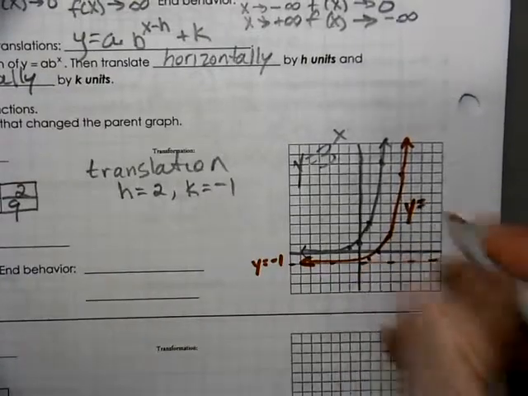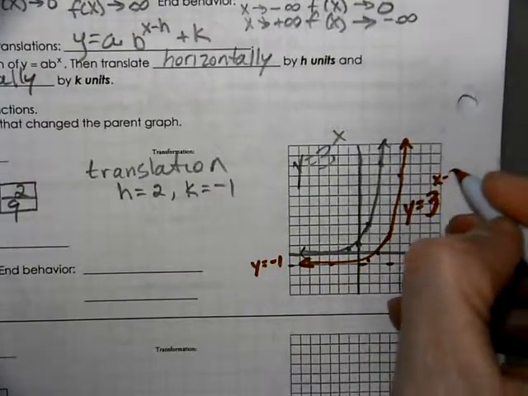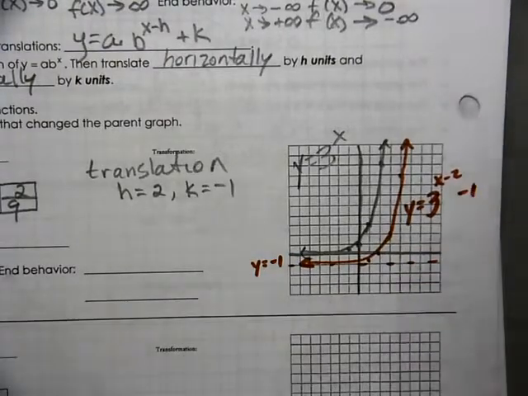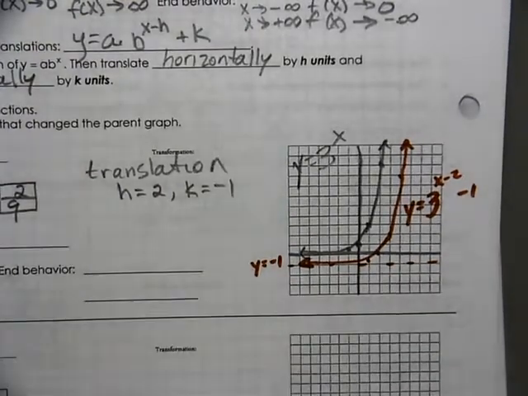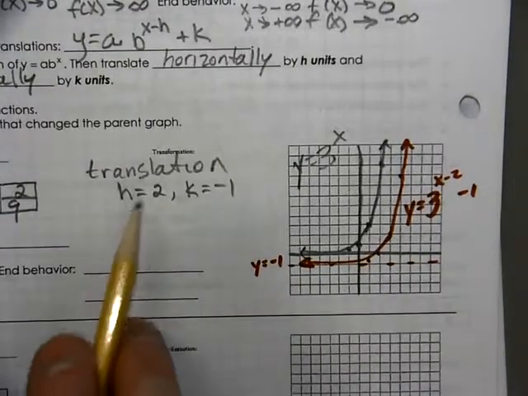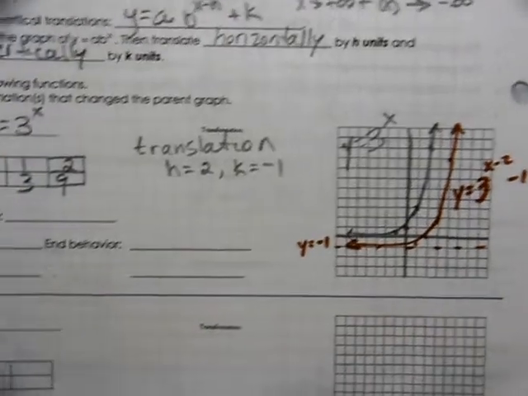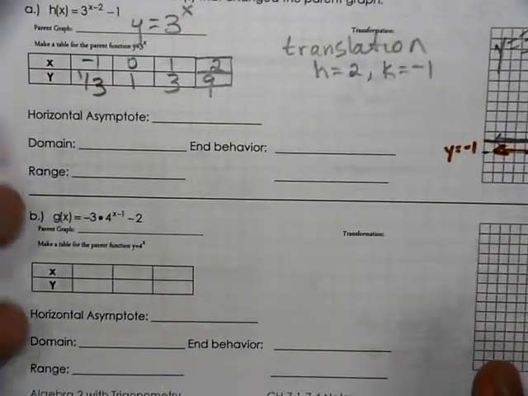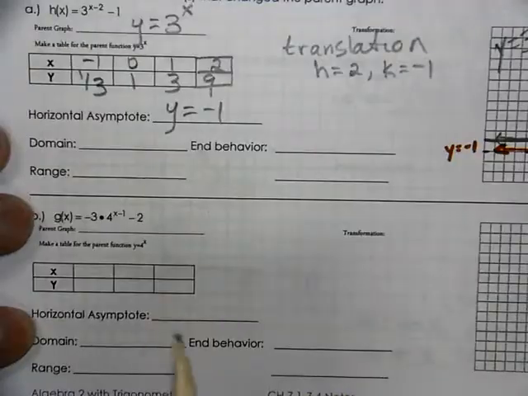So we get y equals 3 to the x minus 2, minus 1. Notice how it's minus 2. It looks like the graph might go to the left because it's minus. But the graph actually moves right, because the h value is a positive 2. The horizontal asymptote, we said, was y equals -1.